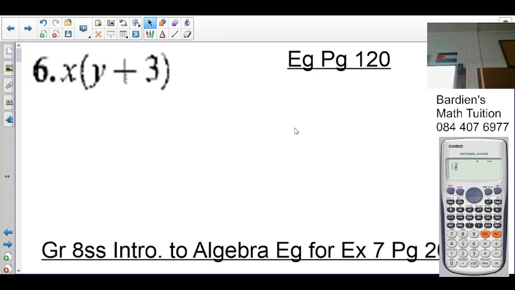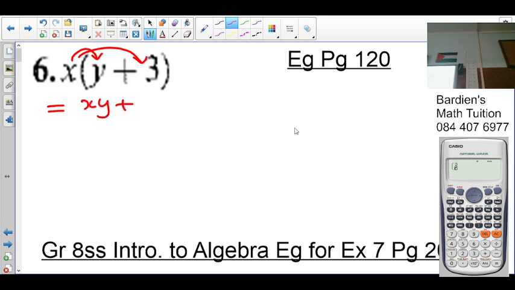Number 6. We have x into y plus 3. Can I add the terms inside the bracket? No, they're not like terms. You multiply that in. What is x times y? xy. What is x times 3? You all understand?